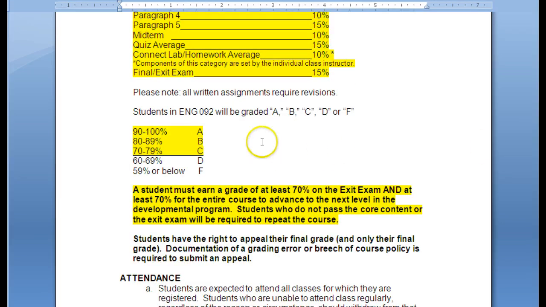Your grade in this class has to be a 69.5 or higher. We do round up to that 70 if you are 69.5 or higher, but you need to have a 70% to move to 093. You need to pass both the coursework and the exit exam. The only exception to this are the folks who are taking the exit exam as a diagnostic at the beginning of the term.